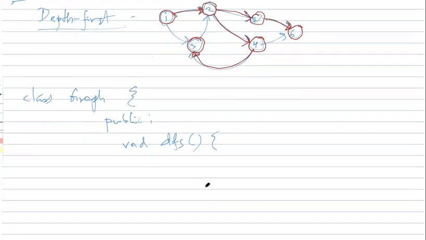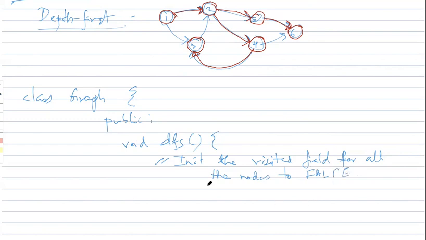How do I write the DFS function? What needs to happen before I go into the DFS? I need to first initialize the visited field for all the nodes to false, right? That means all the nodes to begin with are unvisited.